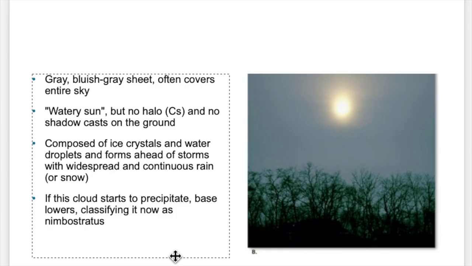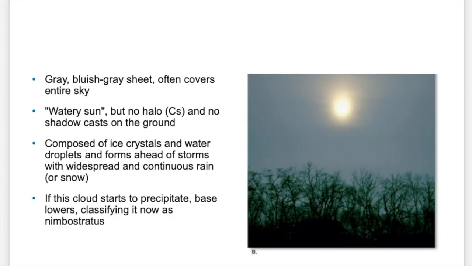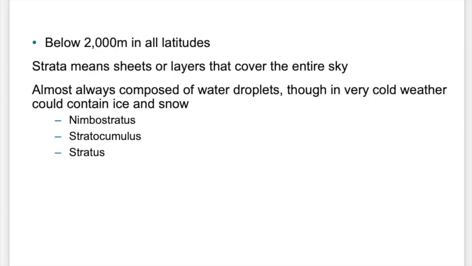And these clouds are composed of ice crystals and water droplets and form ahead of storms with widespread and continuous rain. And if this cloud starts to precipitate, the base lowers, classifying it now as a nimbostratus. Now for our low clouds, again, strata means sheets or layers that cover the entire sky, almost always composed of water droplets, though in very cold weather could contain ice and snow. So the categories for those would be nimbostratus, stratocumulus, and stratus.